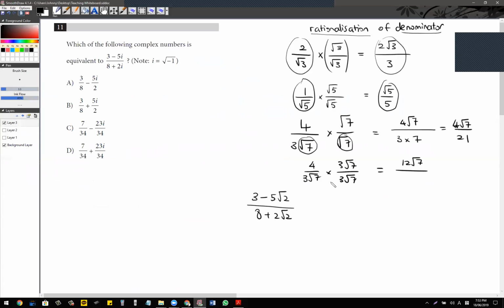It's actually 3 root 7 times 3 root 7, so it's actually 9 times 7. So it becomes 12 root 7 over 63, but this is the same as this one here. 4 root 7 over 21, if you divide by 3, you get 12 over 63. They cancel each other, same thing.